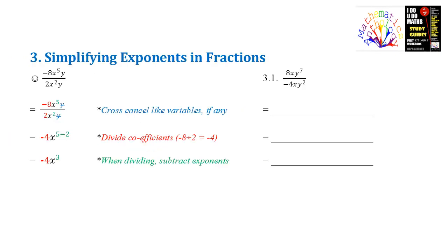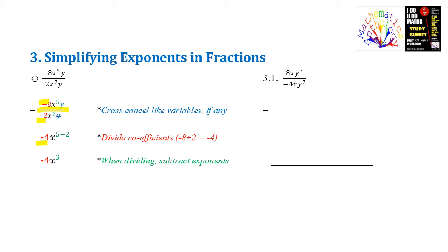Let's simplify exponents in fractions. So if we are given negative 8x to the power 5y all over 2x squared y, let's simplify this. Let's look at our constants first. We have negative 8 in your numerator and we have 2 in your denominator. So because this is a division sign here, negative 8 divided by 2 gives me negative 4. So my coefficients are sorted out.